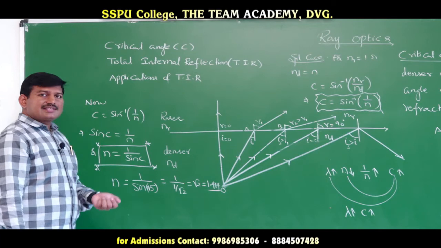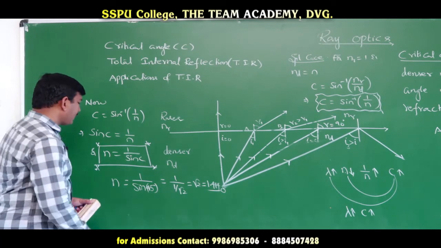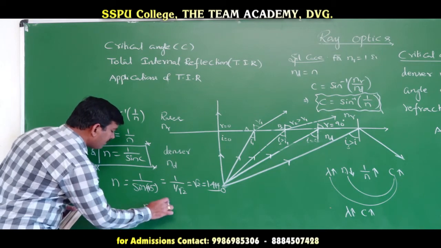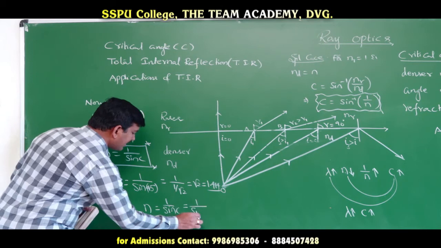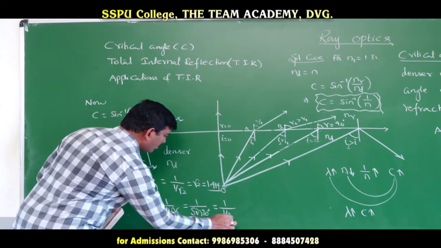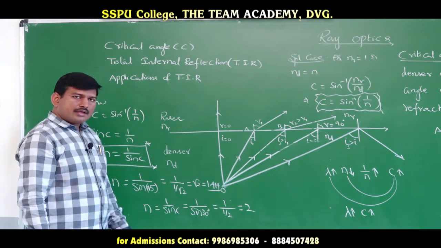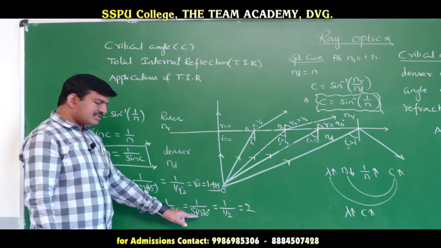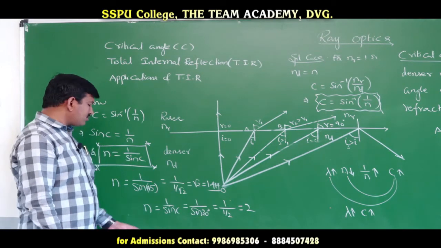If the critical angle is equal to 30 degrees, what is the refractive index of that medium? N is equal to, we know, 1 by sin C. The critical angle is given as 30 degrees, then 1 by sin 30. Sin 30 is 1 by 2, 1 divided by 1 by 2. 2 goes up, therefore the answer is 2. Refractive index is 2. If the refractive index is 2, the critical angle is 30 degrees, or when the critical angle is equal to 30 degrees, the refractive index is equal to 2.